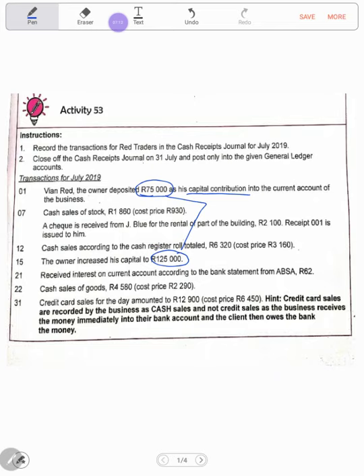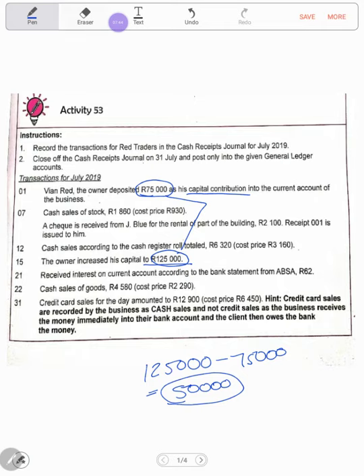So if I say 125,000, subtract the 75,000 that we already have in our account by the owner, it will give me 50,000. So the owner put an additional 50,000 Rand into the business's bank account to get his capital contribution to 125,000 Rand.